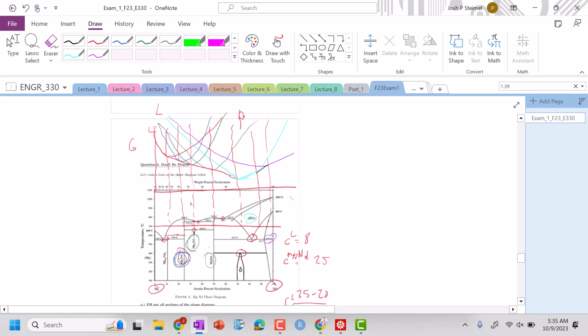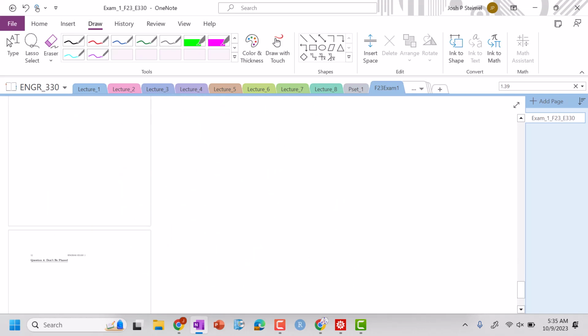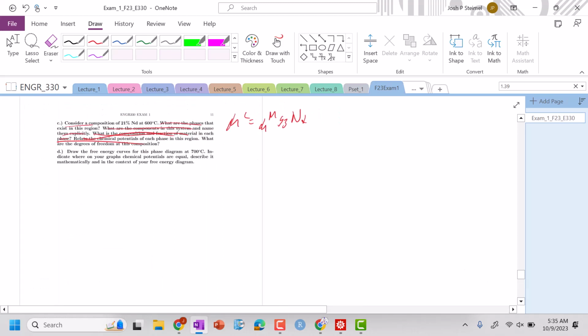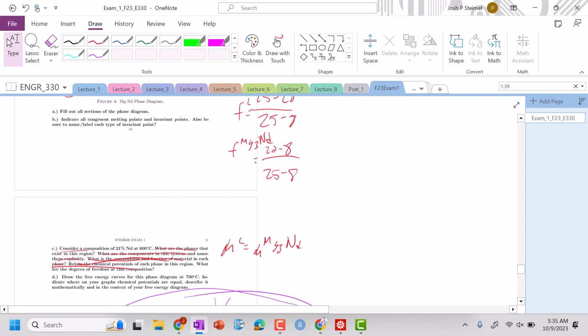So there you go. Free energy curves, we know that they are related to chemical potential because my chemical potential is the slope. So my chemical potential is equal to dG/dx_B, my slope. And excellent, we've got it. That is our problem 4 in exam 1, done. See you next time. Thanks.